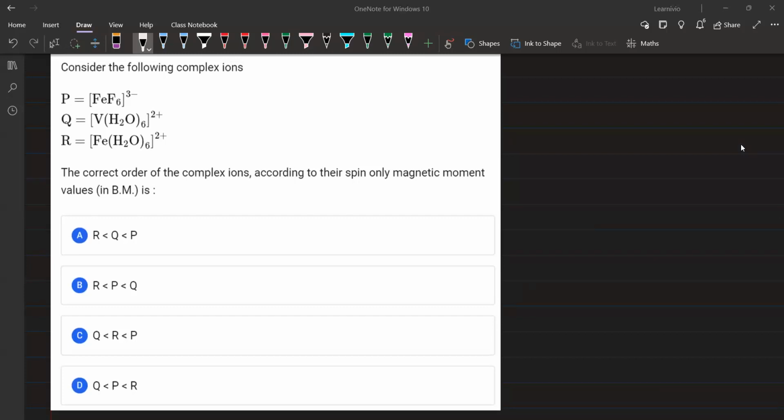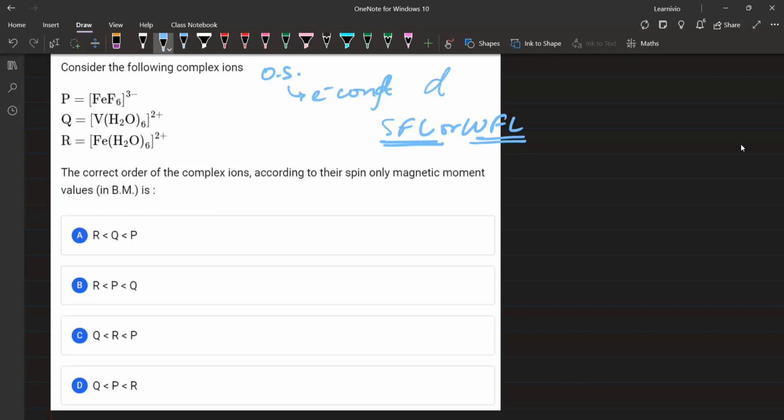You'll have to calculate, first of all, how to do this question. You'll have to calculate the oxidation state. Once you get the oxidation state, then you will write the electronic configuration, and in the electronic configuration you will have some electrons in d. Then you will see whether the ligand is a strong field ligand or a weak field ligand. If it is a strong field ligand, there will be pairing taking place. If it is a weak field ligand, there will be no pairing. Let me tell you about pairing.